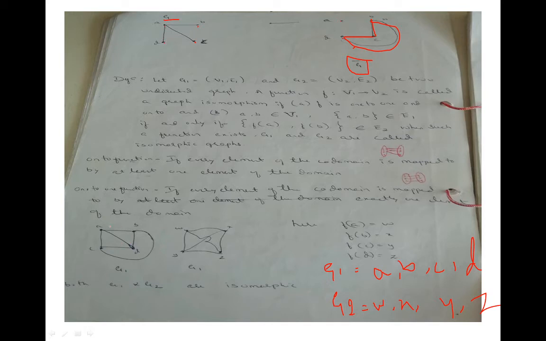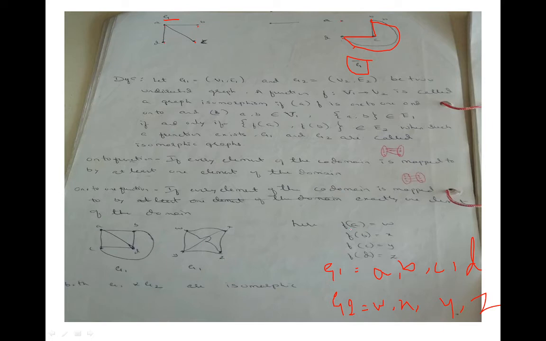And you can observe A to B there is a connection. Yes, W to X is also there. If I consider A as W and B as X, then C as Y and D as Z. A to B will be W to X. If I consider B to D, then X to Z is there. If I consider D to C, then Z to Y is there. And if I consider A to D, then W to Z.